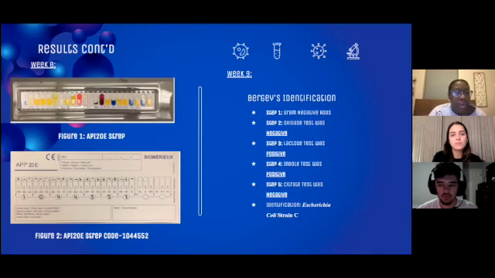In figure 2, we were able to identify the code, and our code was 1044552. On the right, in week 9, we had our dichotomous key identification. The first step was to identify which type of bacteria we had, which is gram-negative rods. In step 2, we went with the oxidase test, which was negative, which led us to step 3, a lactose test, which was positive. Step 4 was the indole test, which was positive. And step 5 was the citrate test, which was negative as well, leading to our identification of E. coli strain C.